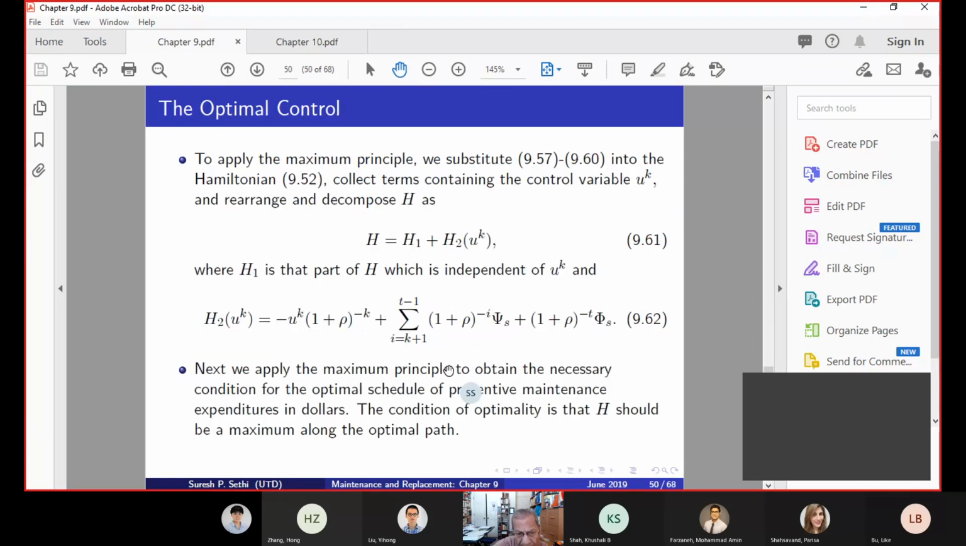And then we can find the control. So H can be written as a function which is independent of u, and a function that depends on u. And that part is given by this. Notice that this is not depending on u. So for the maximum principle, H1 is the part of H which is independent of u,k, and H2(u,k) is given by this.